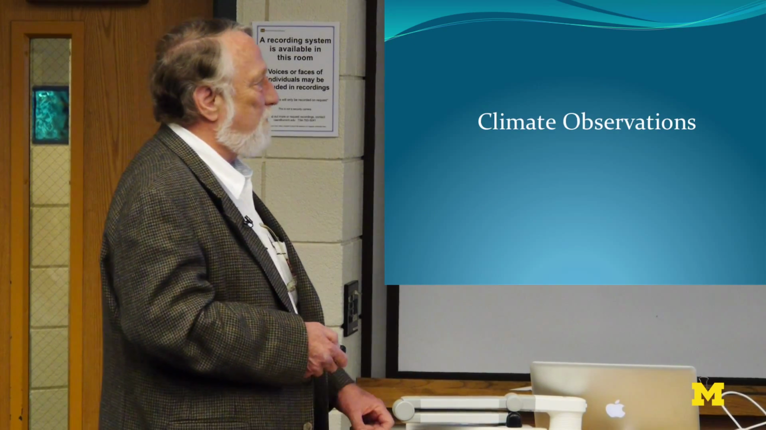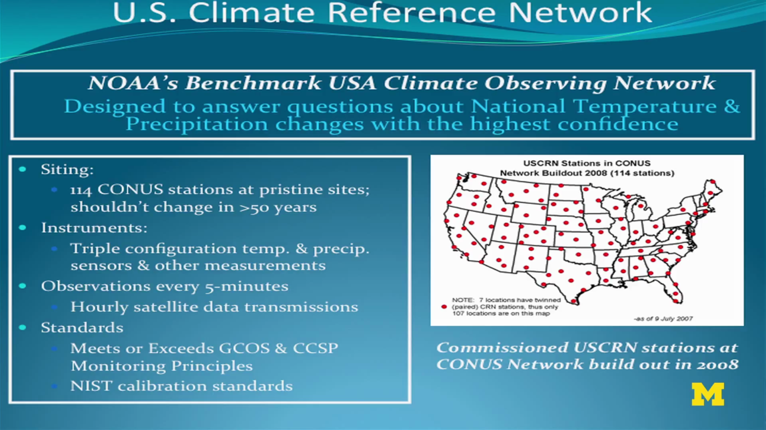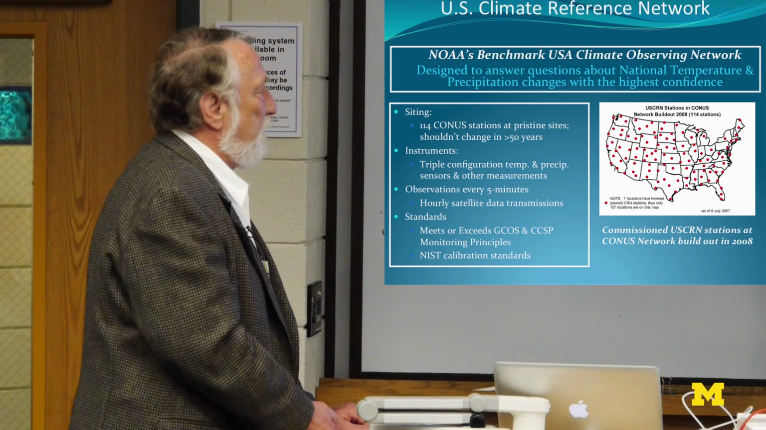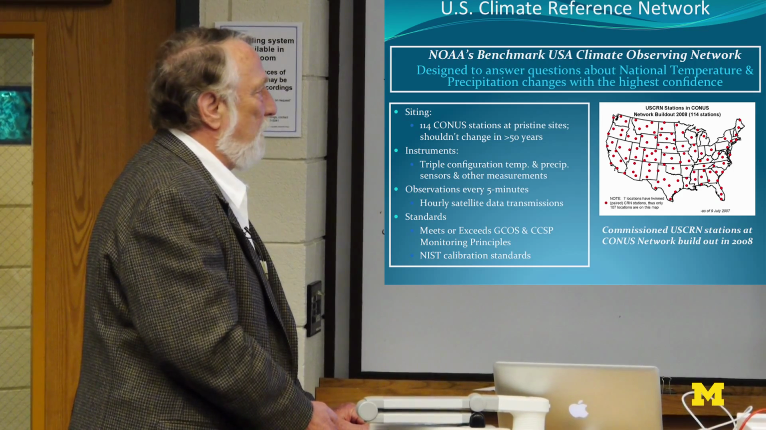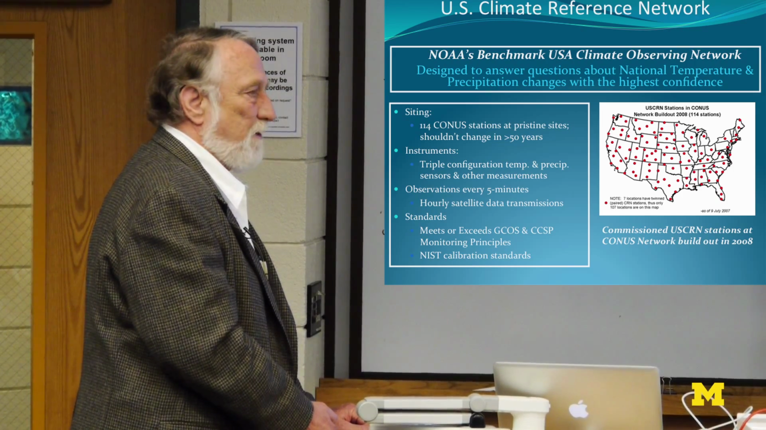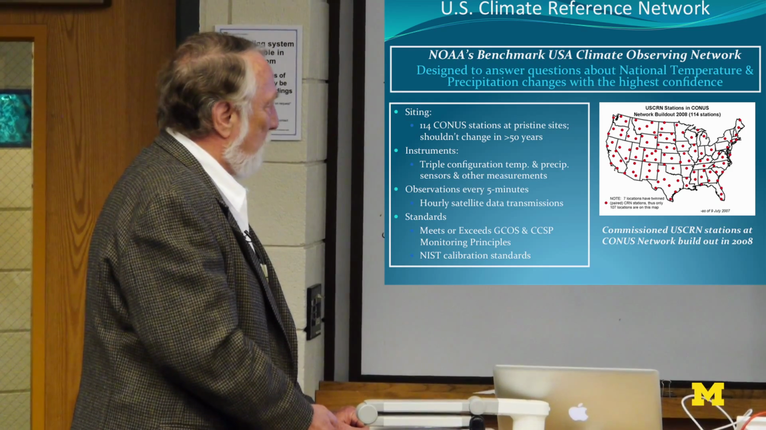So we're going to start with climate observations. And the first thing we're going to talk about is the U.S. Climate Reference Network. It's a NOAA network. There's 114 stations in the U.S. And it's really designed to answer the question, how is the national temperature and precipitation changing with the highest confidence possible?